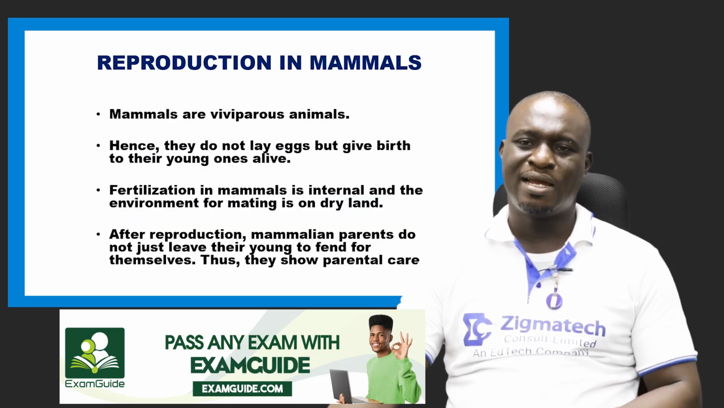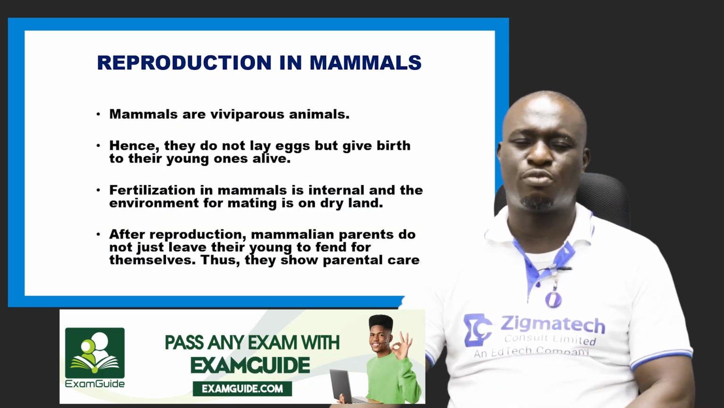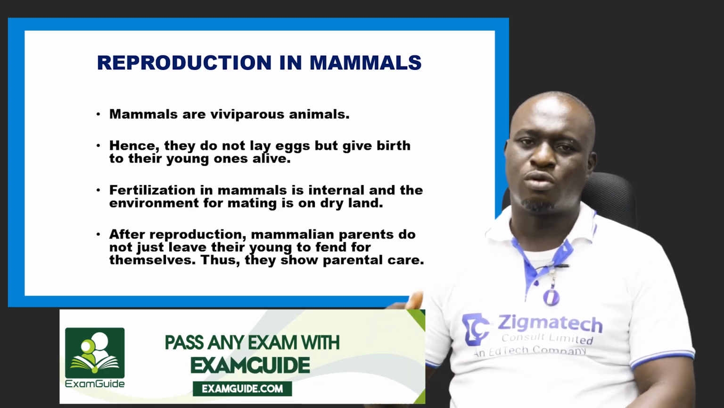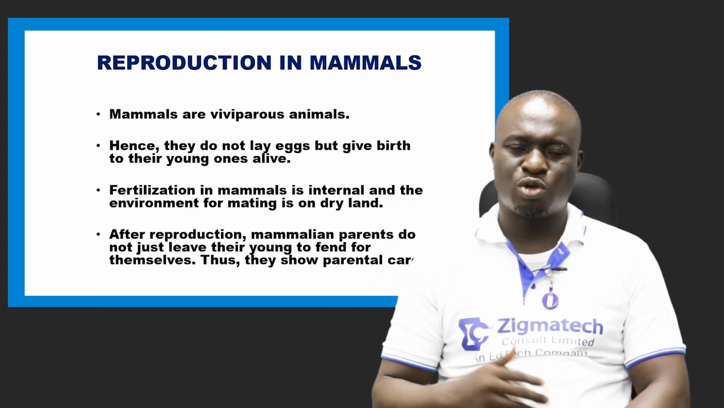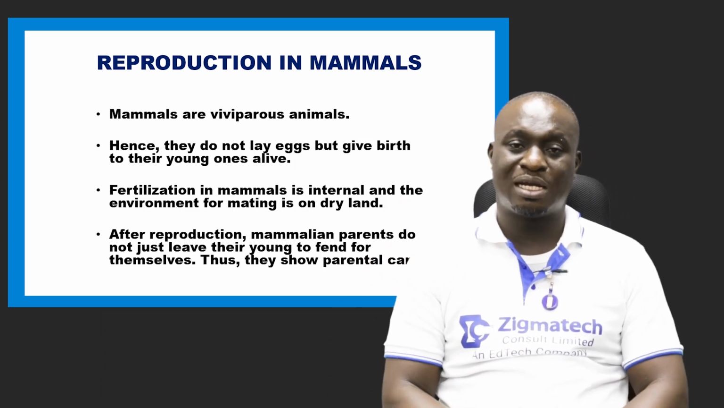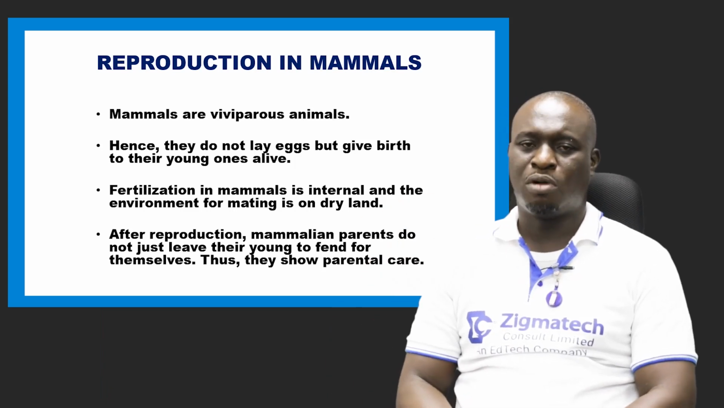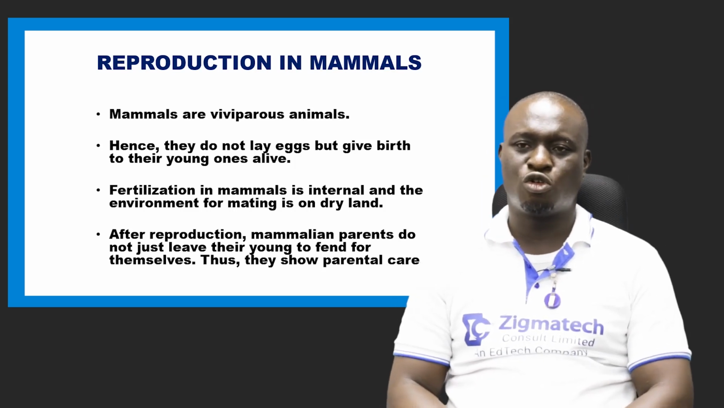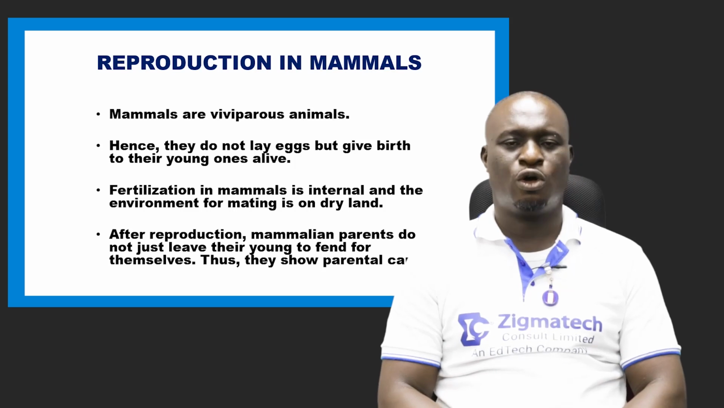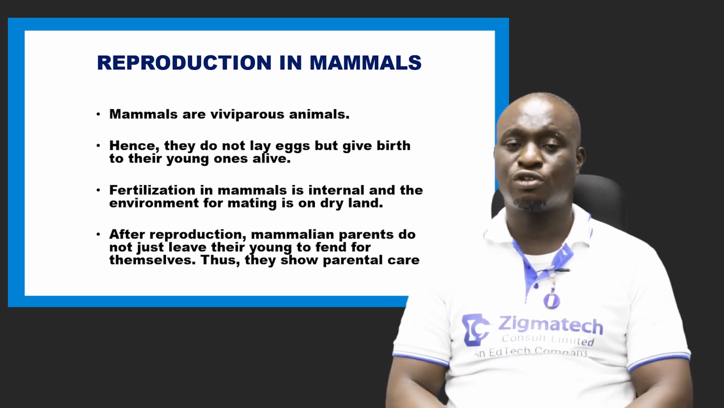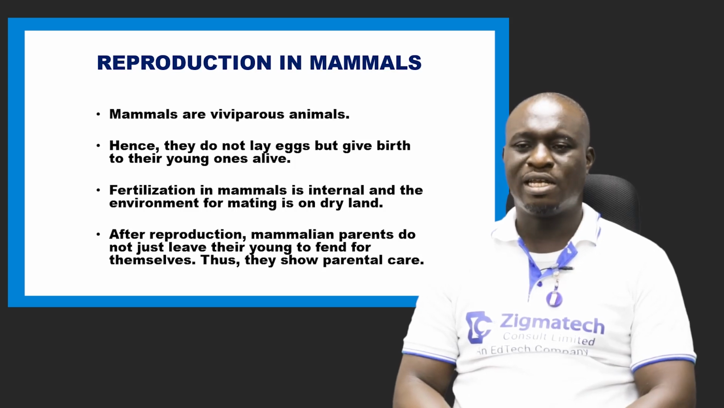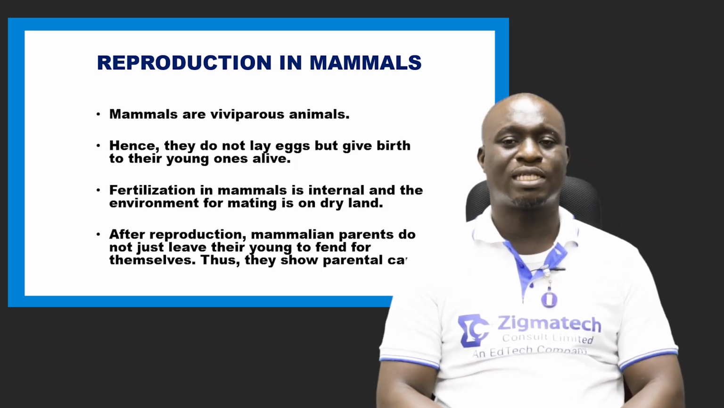amniote egg. And then finally we also have reproduction in mammals. Now we will discuss this in more detail when we start looking at the reproductive system in mammals. But please take note of this. Mammals undergo viviparity, or you can say mammals are viviparous animals. It simply means they do not lay eggs, they rather give birth to young ones alive.